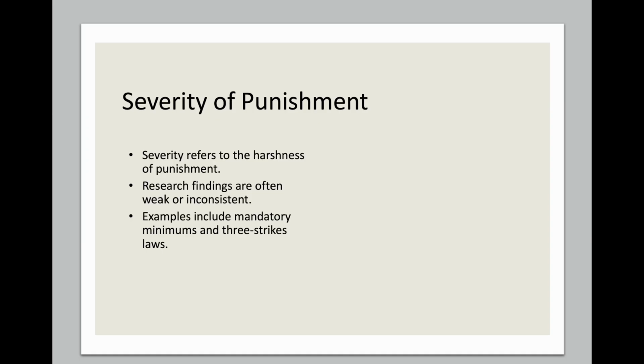Classical deterrence theory predicts that harsher punishments should discourage crime because they increase the cost side of the cost-benefit equation. However, empirical research on severity is much weaker and far less consistent than research on certainty. This is one of the most important findings in deterrence literature. Increasing punishment severity often produces only modest deterrent effects, inconsistent effects, or no measurable effects at all. Why is this? Well, there are several reasons.